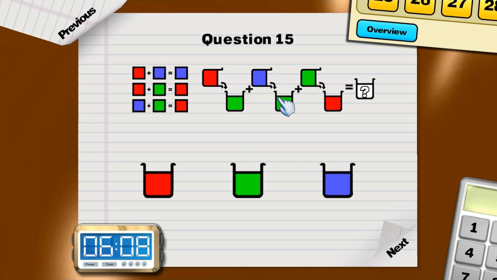So here we're mixing a red with green, which as you can see from here will make a red beaker. Blue with green, which again is going to make a red beaker. And green with red, which again is going to make a red beaker. Red and red and red equals red.